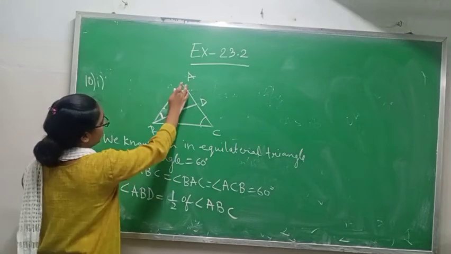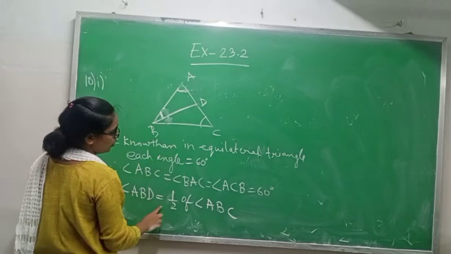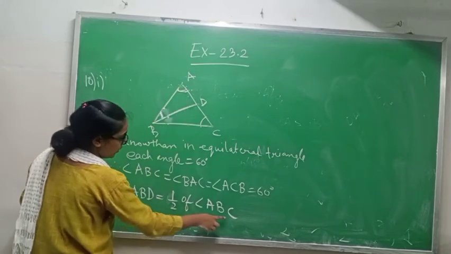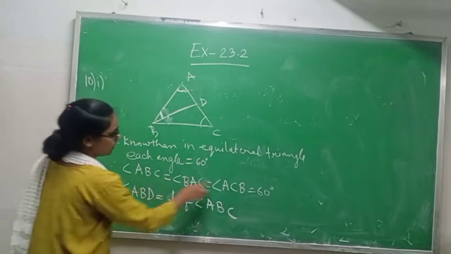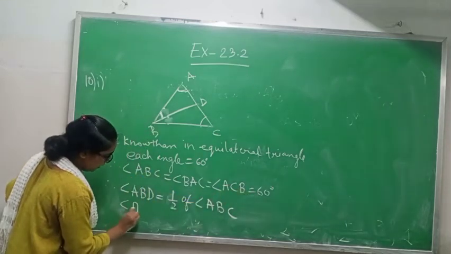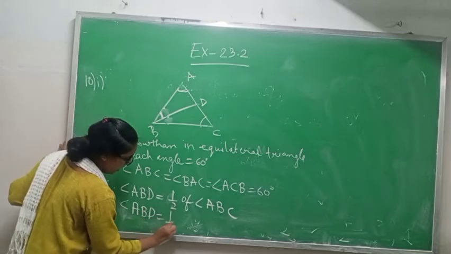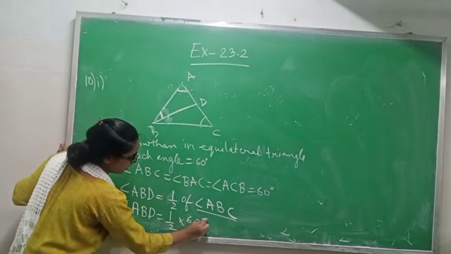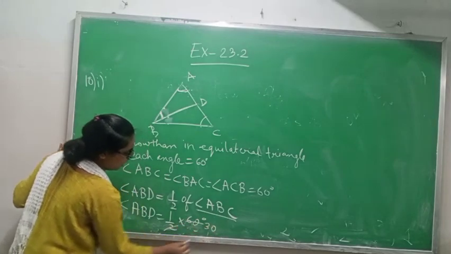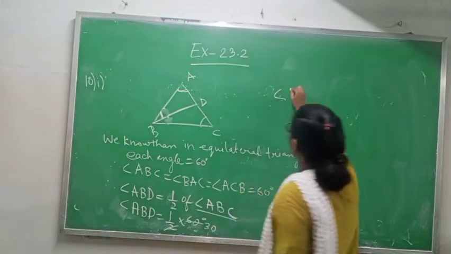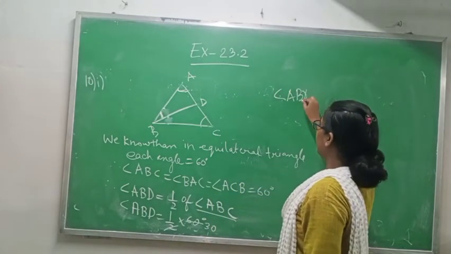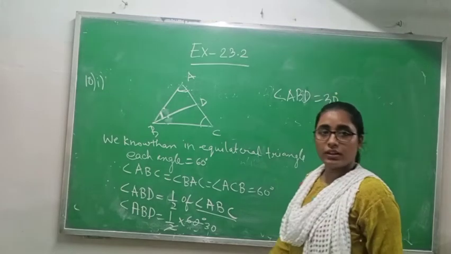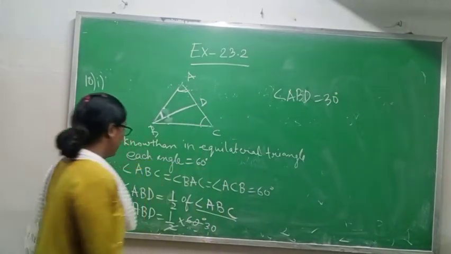So angle ABD equals half of angle ABC. ABC full is 60 degrees. So angle ABD equals half, and in place of ABC you can write 60 degrees. Half of 60: 2 ones are 2, 2 threes are 6, 0. So you are getting angle ABD equals 30 degrees. Okay, understood?